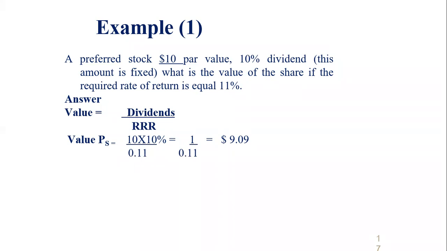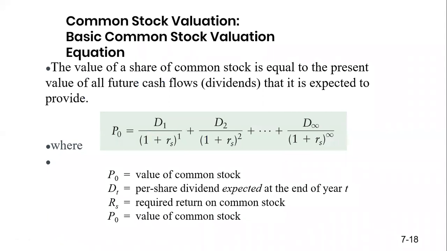And let's go to the second one, which is the common stock. In the common stock, the valuation is completely different because the future cash flow or the dividend that we are going to have may be different each year. So D1 and D2 to infinity, the values of these dividends are going to change. So how can we find the value of each common stock?